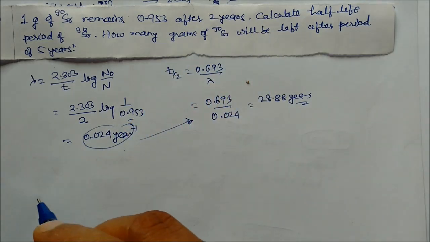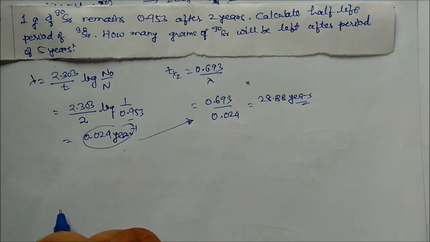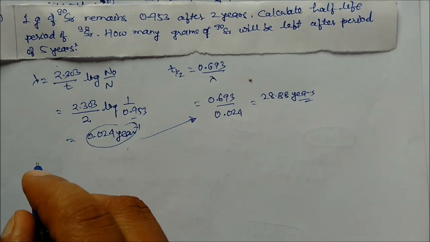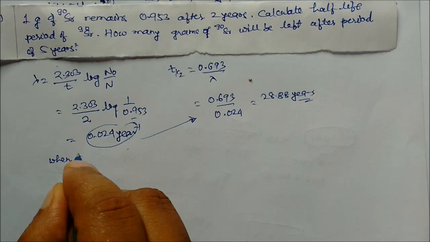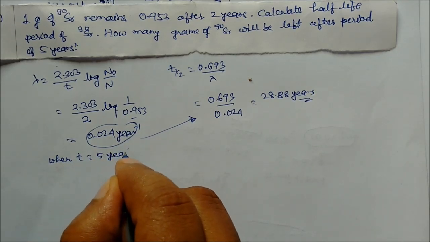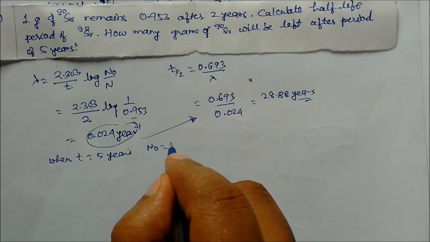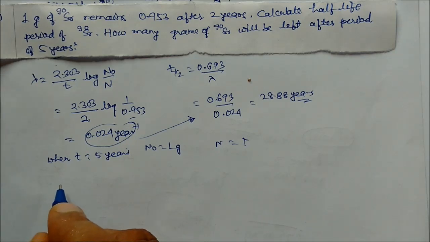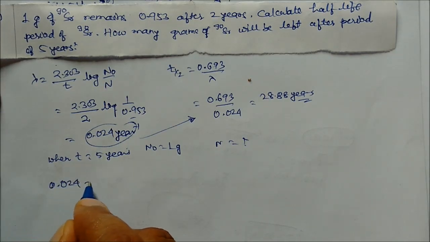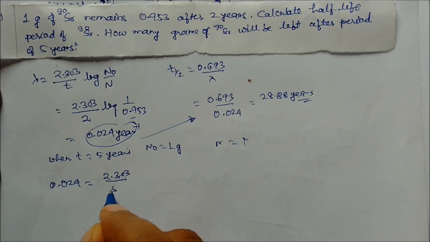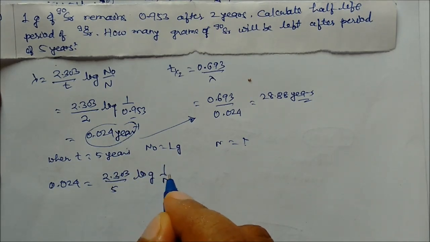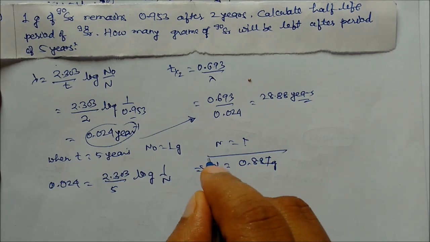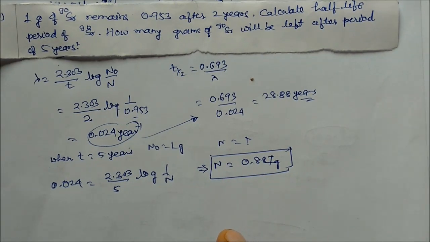Okay, so the question is how many grams of strontium will be left. So this is the decay. We have to find the n value, which means after 5 years how much will be left. So we can write here, when time is given as 5 years, initial is 1 gram, and we put the decay constant 0.024, 2.303 and time 5 years, log of 1 by n. So on solving for n we get 0.887 gram. This is the strontium value after 5 years.